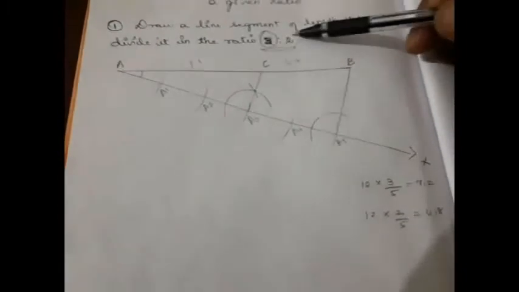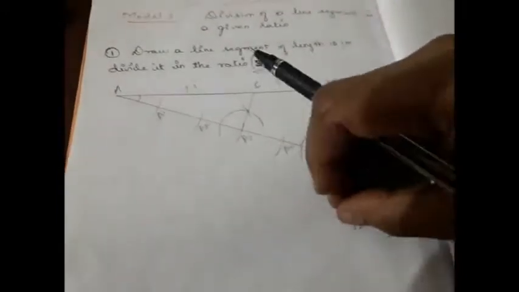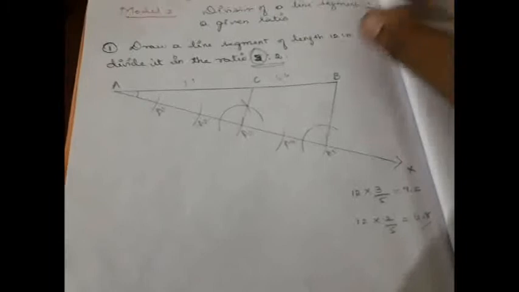For how much? 12 centimeter, right? So 12 into 3/5 is 7.2. We got 7.1. And similarly, 2 parts out of 5 for 12 centimeter is 4.8. We got 4.6. Alright, it should be 4.8. There will be some minute differences. It doesn't matter. So you can measure and write. If at all they ask you to measure the two parts, you can measure and write the two parts.